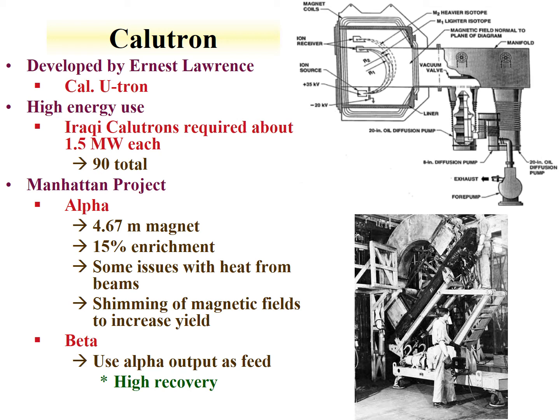During the Manhattan Project, the calutrons shown here, there were two, an alpha and a beta. Here's an example of the calutron. Here's a schematic of the calutron. And fundamentally, you can think of this as an NMR where you would need to shim these magnets. As long as the magnets are kept in the right field, the magnetic field achieves the separation of the different masses.